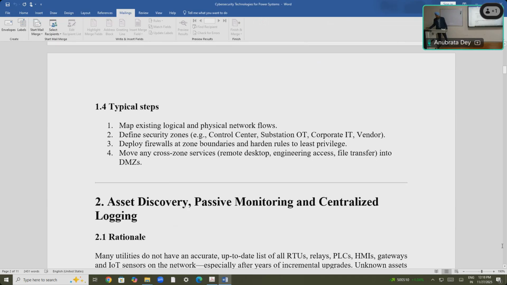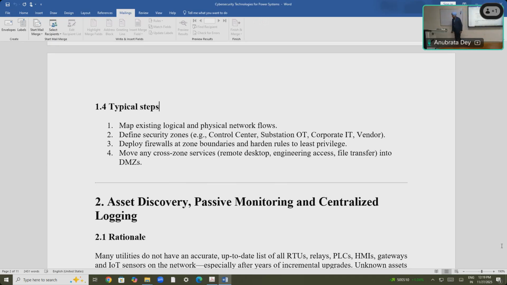These are typical steps that you will use. You map existing logical and physical network flows, then define the security levels, which should be easy because you know your system. You can say, this is zone 1, the highest priority security, this is zone 2, medium, and then you deploy the firewalls or VPNs. If you have any cross-zone services, you could put them into a DMZ, for example your workstation, because that's a cross. You could have a demilitarized zone.